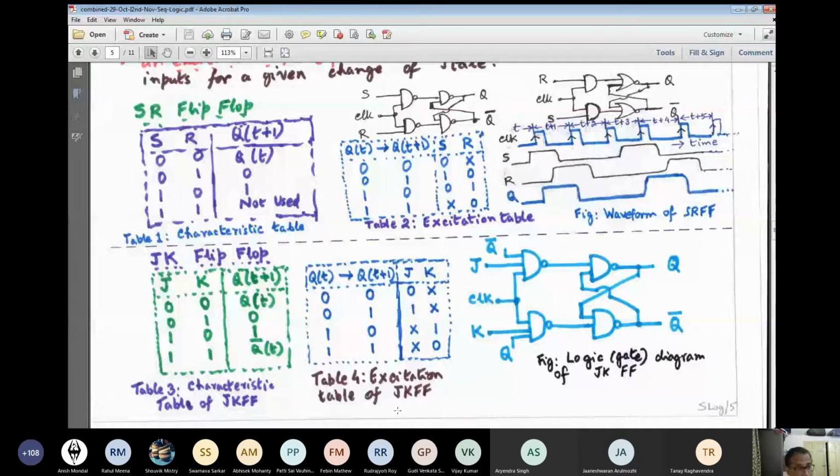Otherwise, if you want economy in the design, that means the output function as well as the next state function should be as simple as possible. Thereby, it may lead to a smaller number of gates. So then go ahead with the JK flip-flop, right?